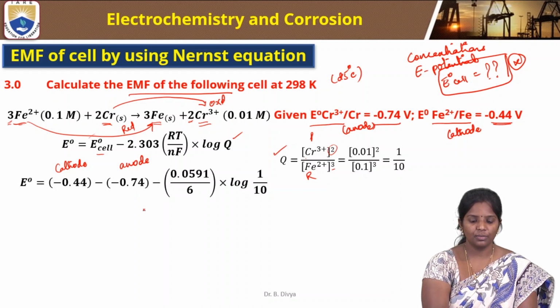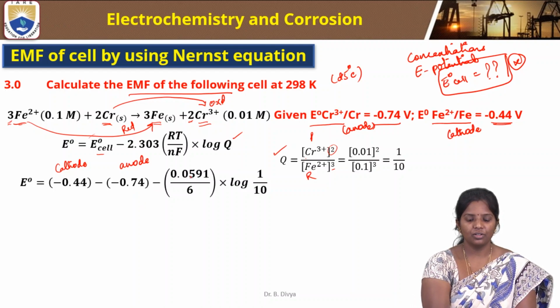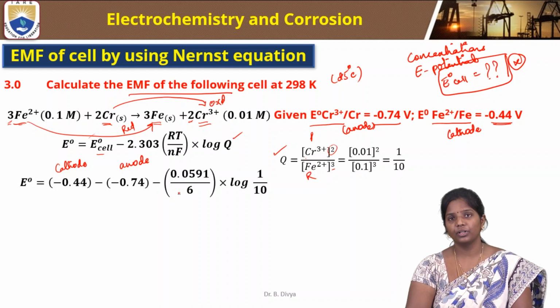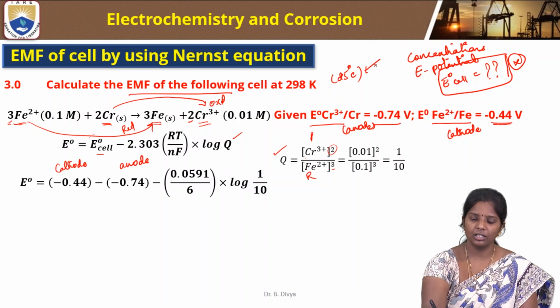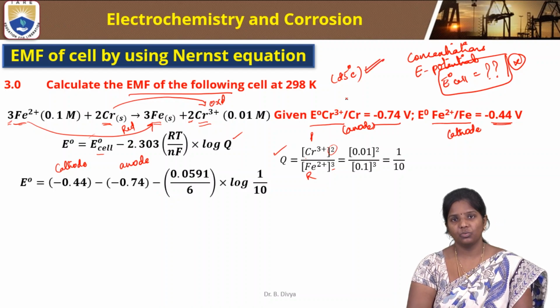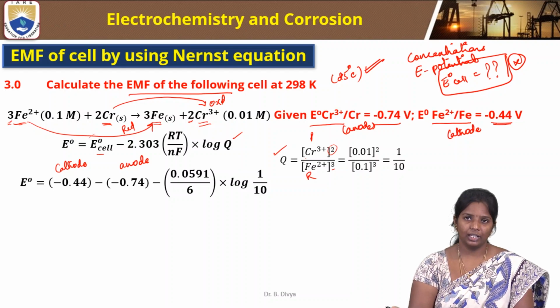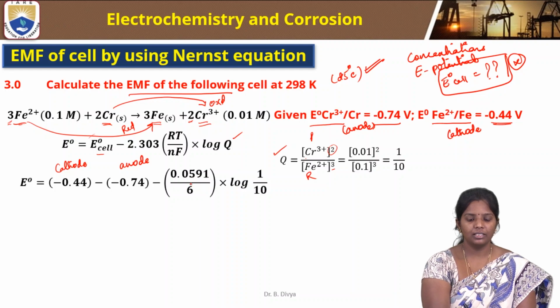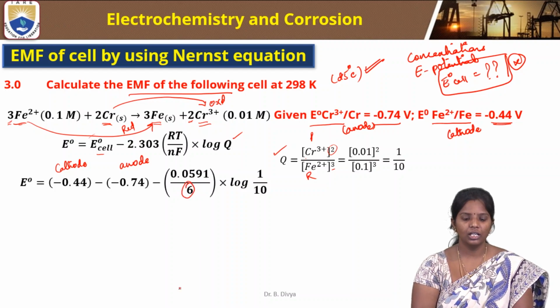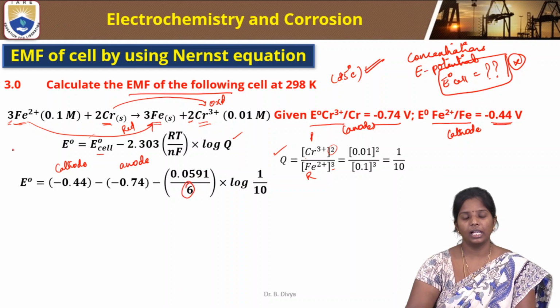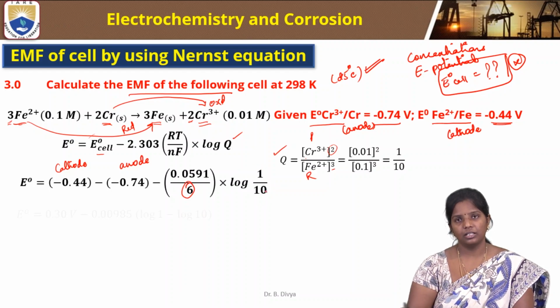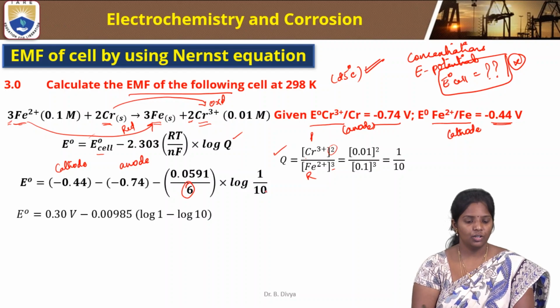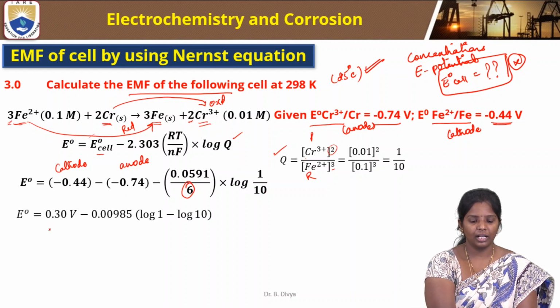So this we have to substitute, minus 0.0591. Why are we taking 0.0591? Because the temperature is 298 Kelvin, it is at 25 degrees centigrade. So we are considering this formula: 0.0591 by 6. The number of electrons involved is 6. 3 into 2 is 6 electrons involved, and log Q value is 1 by 10. Q value is 1 by 10. So after calculation, we get 0.3 volt.